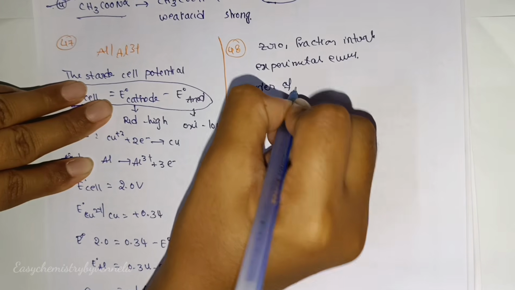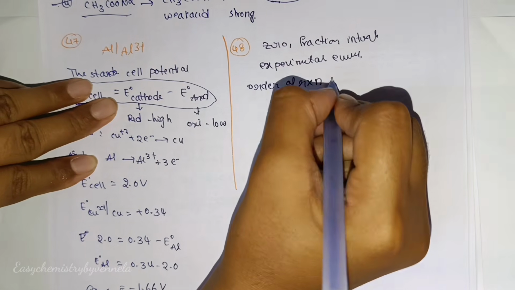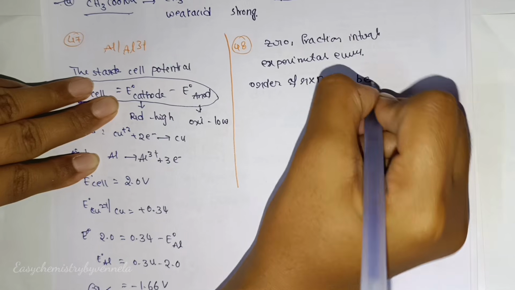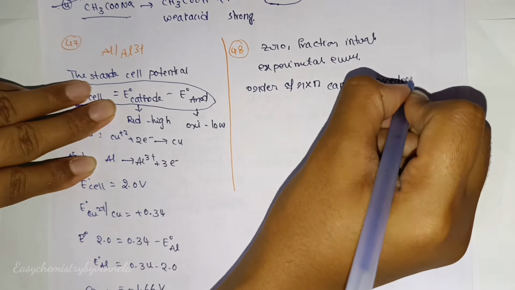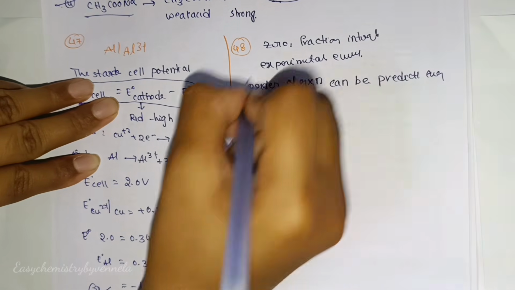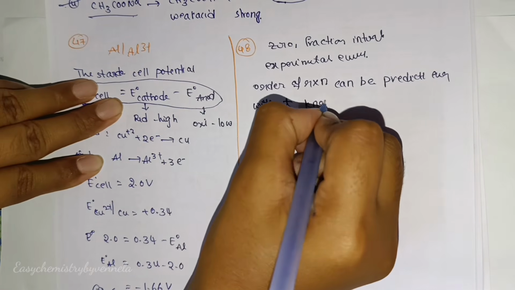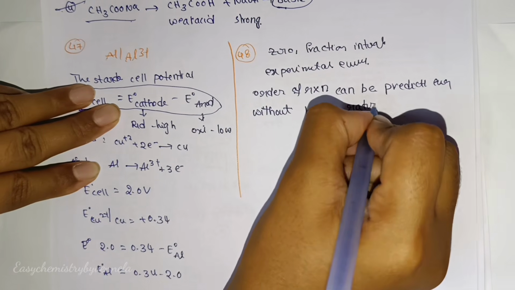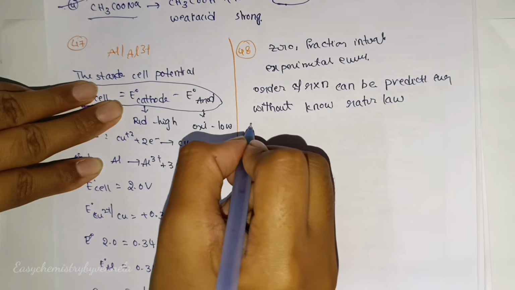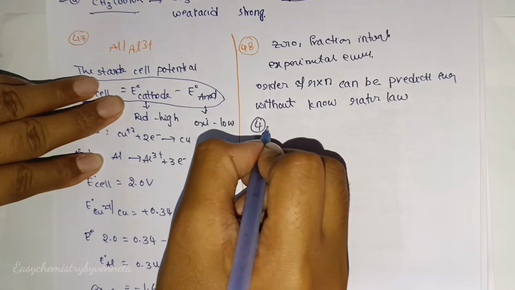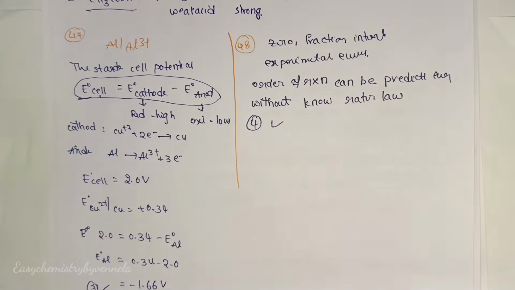Order of reaction can be predicted even without knowing the rate law. So this is the correct option. The fourth one is the correct one.